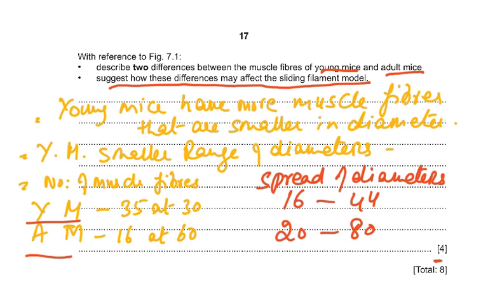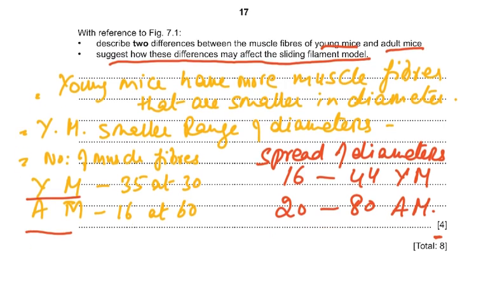So young mice have more muscle fibers that are smaller in diameter and young mice have a smaller range of diameters. Then you could have given me the number of muscle fibers: in young mice they're 35 at 30, adult mice 16 at 60, and spread of diameter 16 to 44 in young mice. This is about young mice and this is adult mice. So YM is young mice and AM is adult mice. Now this is all the describe.